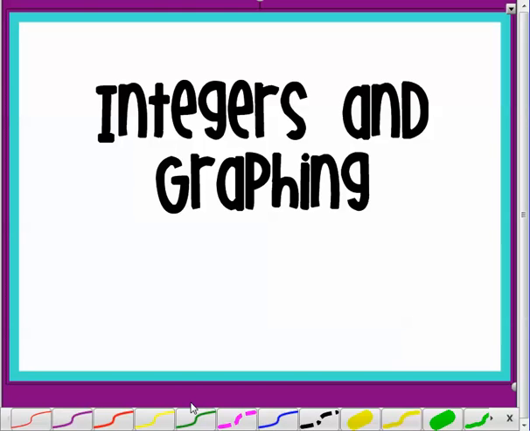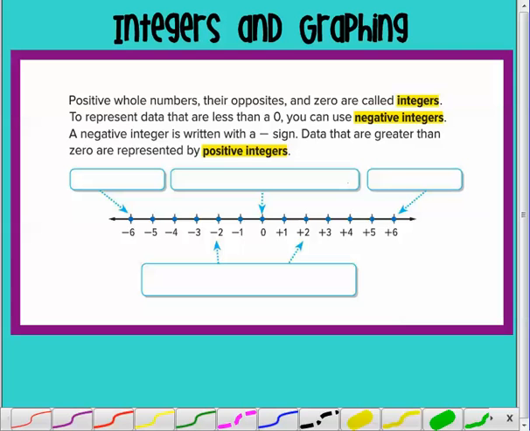In this lesson, we are going to discuss integers, how we graph integers on number lines, and how we use integers to represent real situations. Positive whole numbers, their opposites and zero, are called integers. Notice we have no fractions when we're talking about integers.